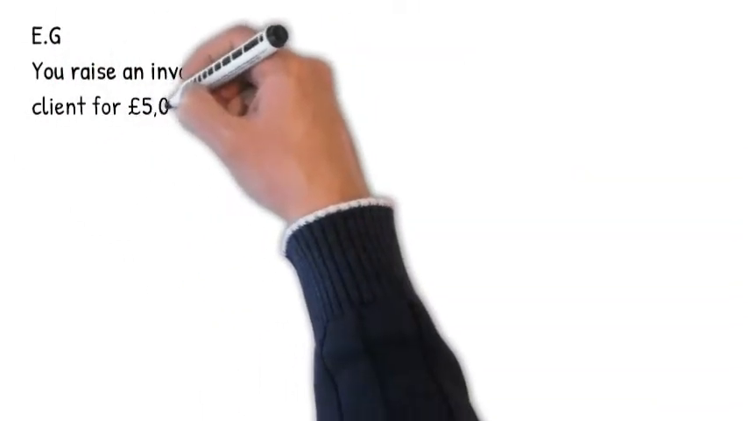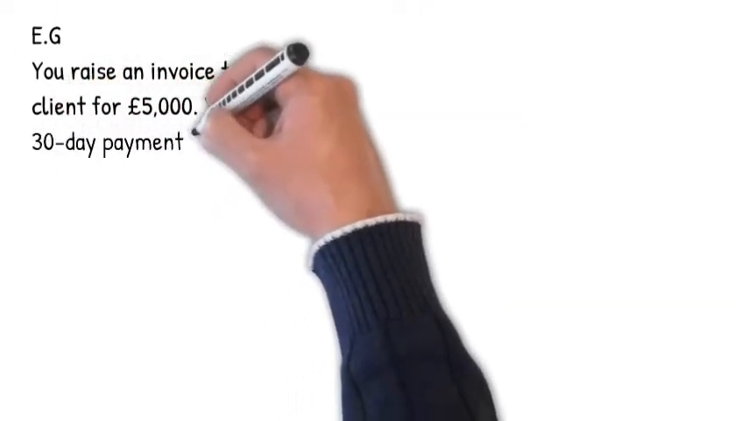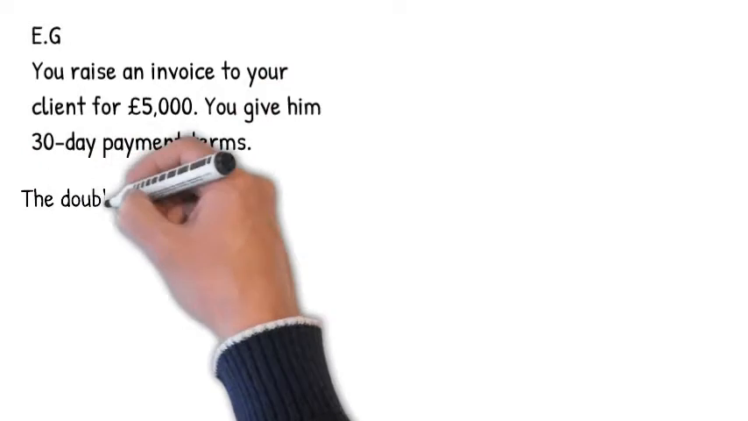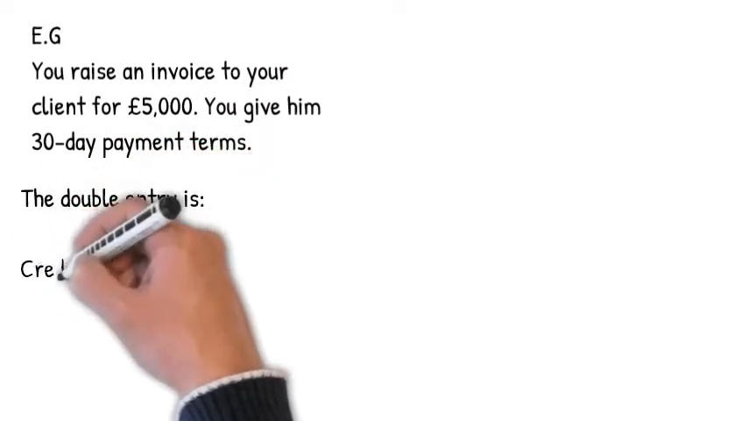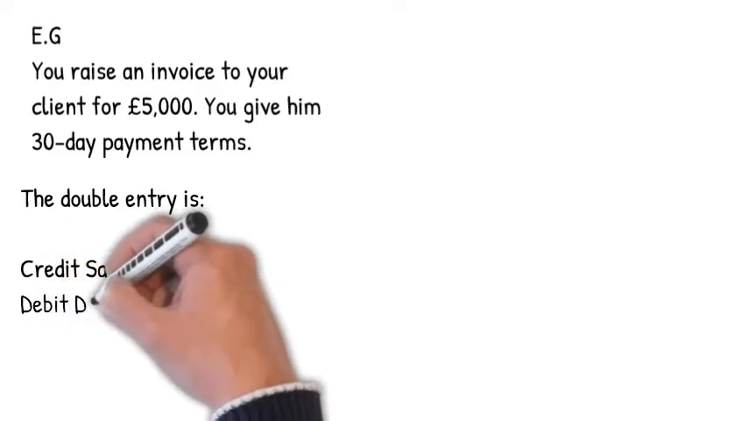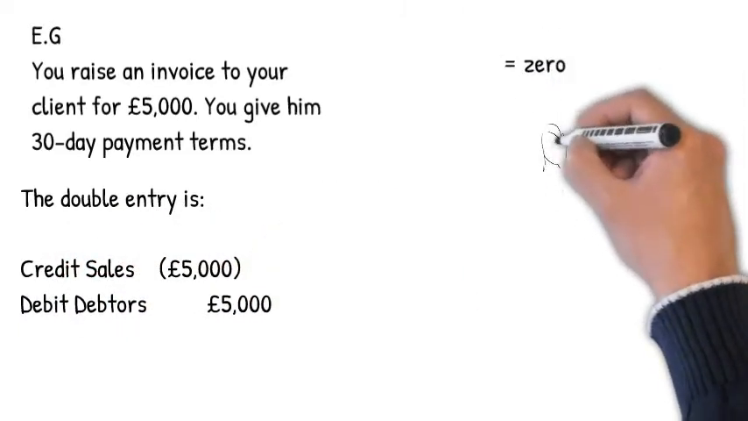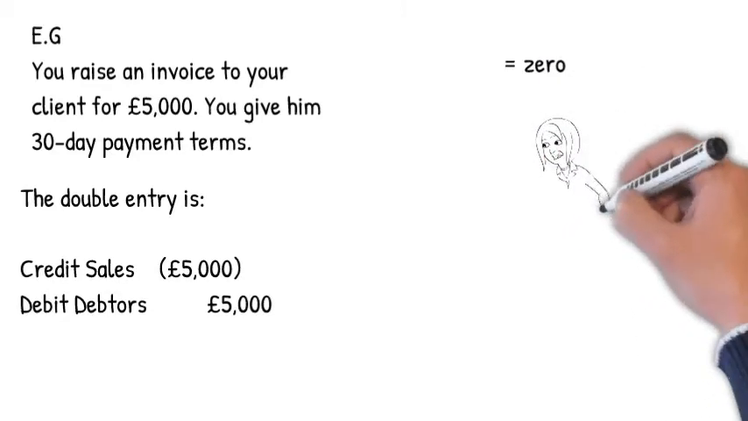So let's go through a quick example. You raise an invoice to your client for £5,000. You give your client a 30-day payment term. The double entry for this is credit sales, as you're increasing the value of your business, but you debit debtors because he owes you money. So the balance in effect is zero.